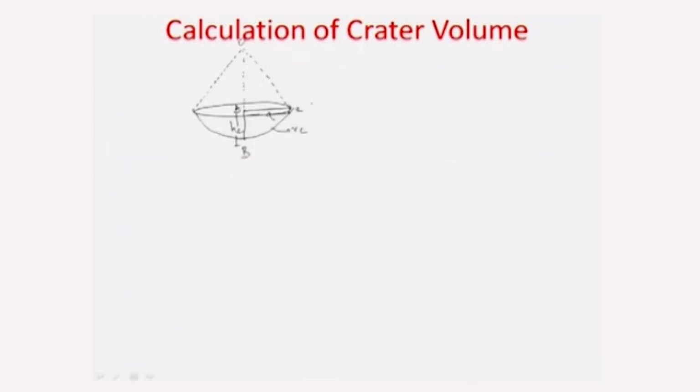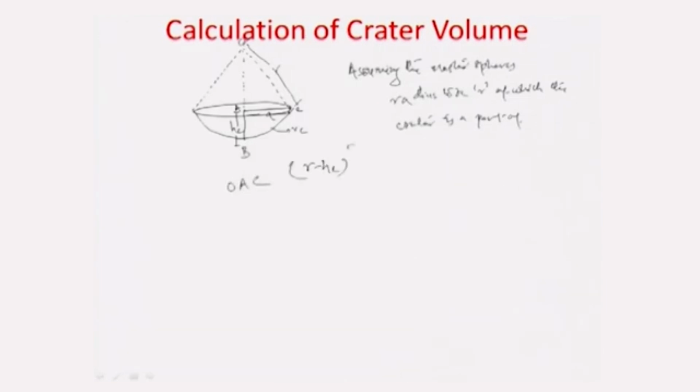So we have that if we assume the total radius of the master sphere, of which the crater is a part, to be r, and by using Pythagoras theorem in the triangle OAC, we have (r minus Hc) square plus a square equals r square, which essentially means that r is equal to (a square plus Hc square) by 2 Hc.